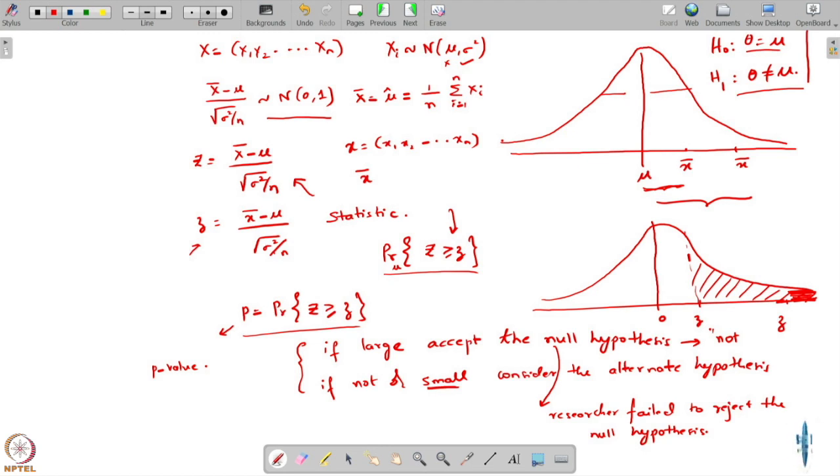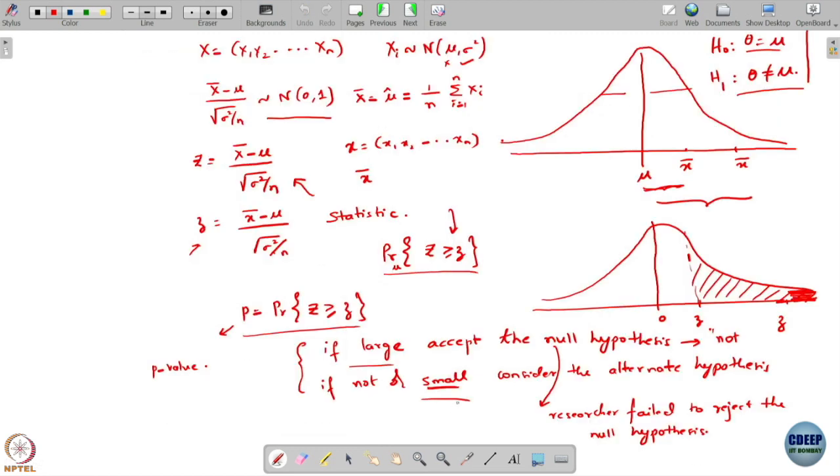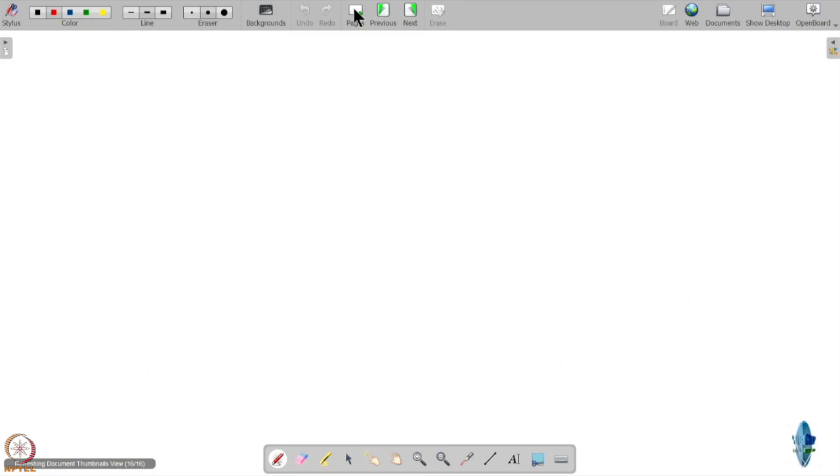Okay, and on the other hand, if this is small, then the researcher is validating that whatever your claim on the null hypothesis is incorrect. Okay, so then the question arises here is, what is this large and small? How to quantify this? Is there a way? And that is where we need to put some threshold here and the significance level comes to the picture.